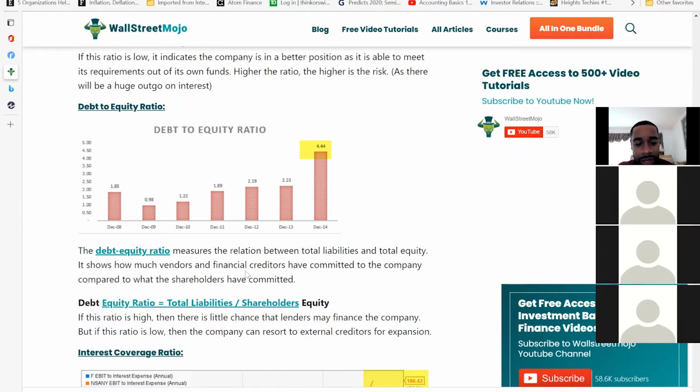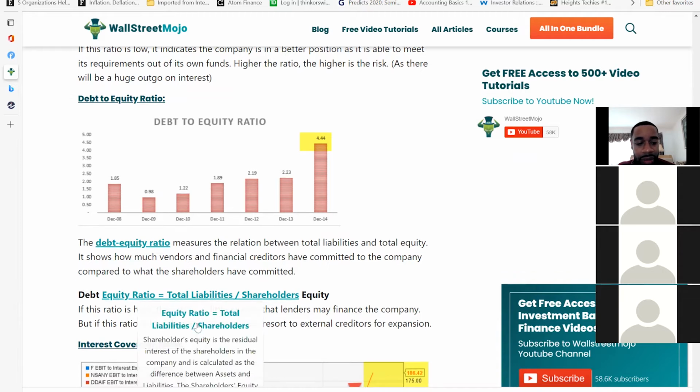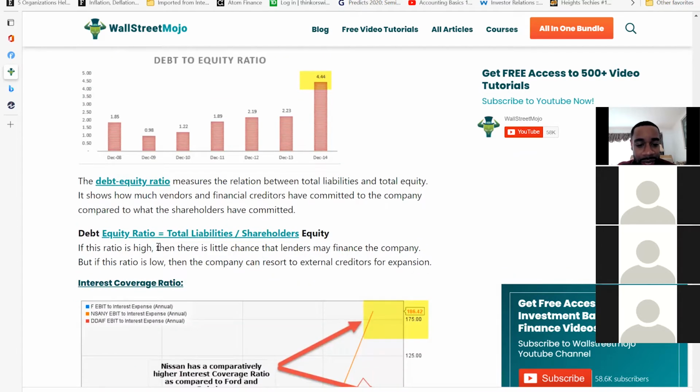And so this is why this is important, right? You're looking at how much debt the company has to how much equity the company has. And once again, if the ratio is high, that means there is little chance that the lenders may finance the company. But if the ratio is low, then the company can resort to external creditors for expansion.